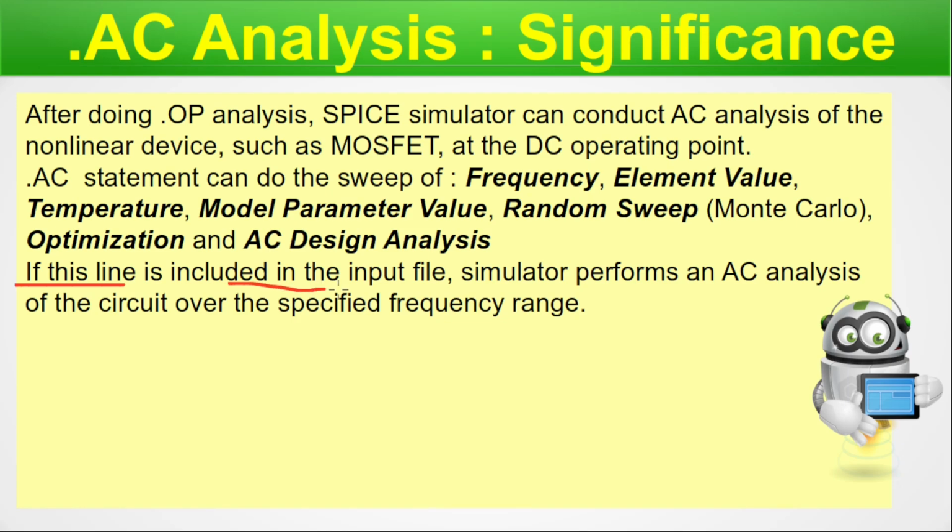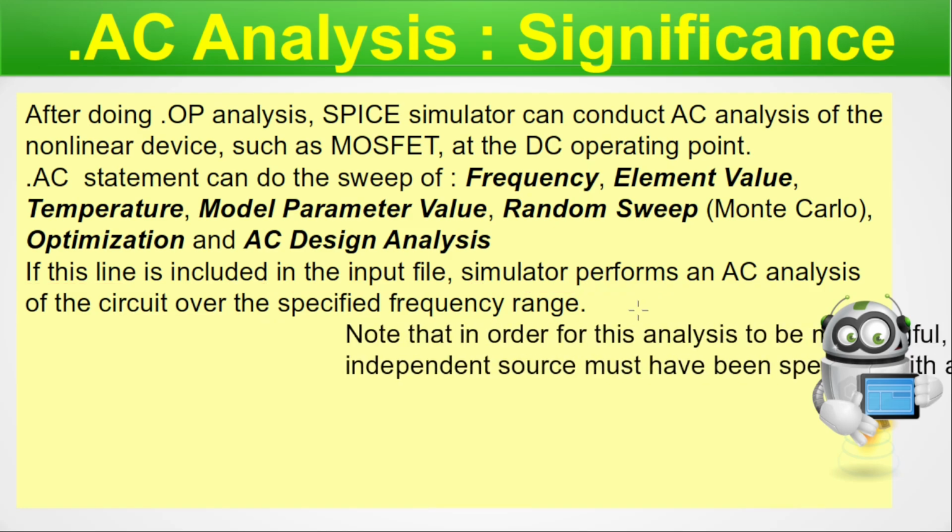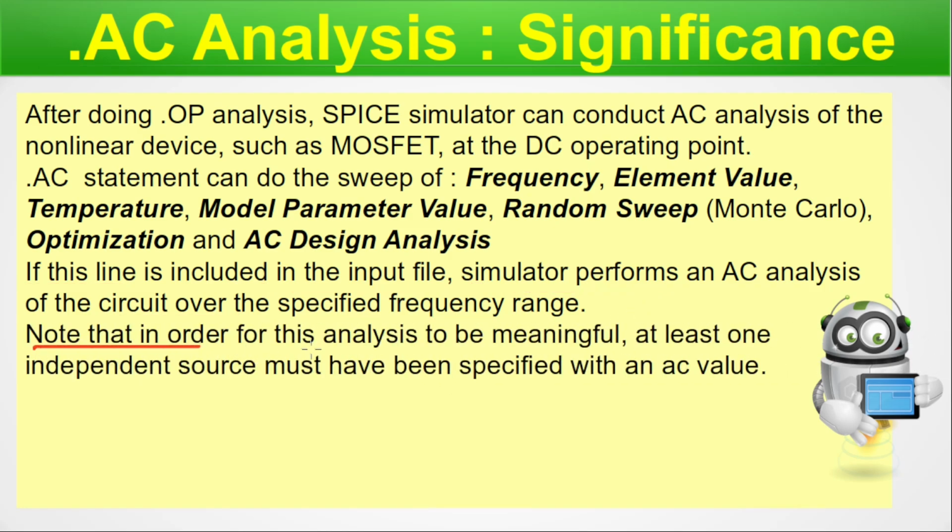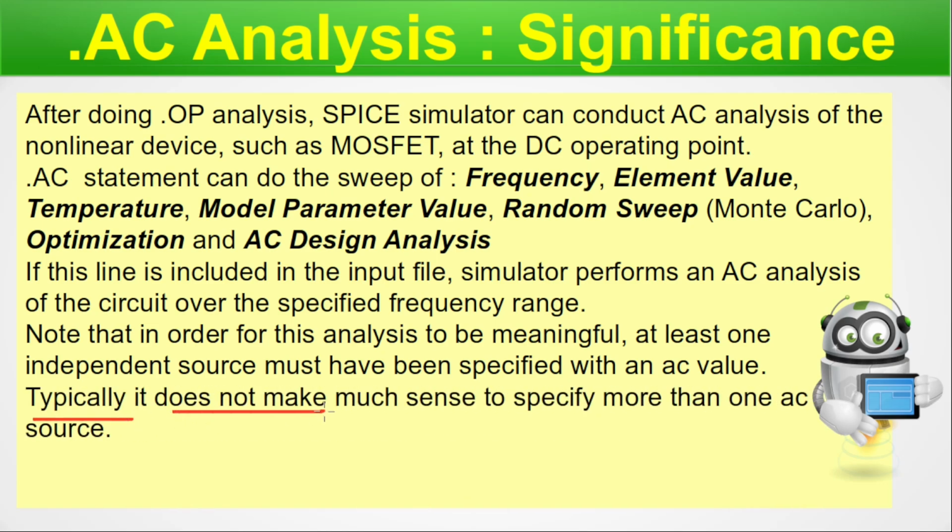If this line is included in the input file, the simulator performs the AC analysis of the circuit over the specified frequency range. So we will do the frequency variation, right? Note that in order for this analysis to be meaningful, at least one independent source must have been specified with an AC value. Typically, it does not make much sense to specify more than one AC source.